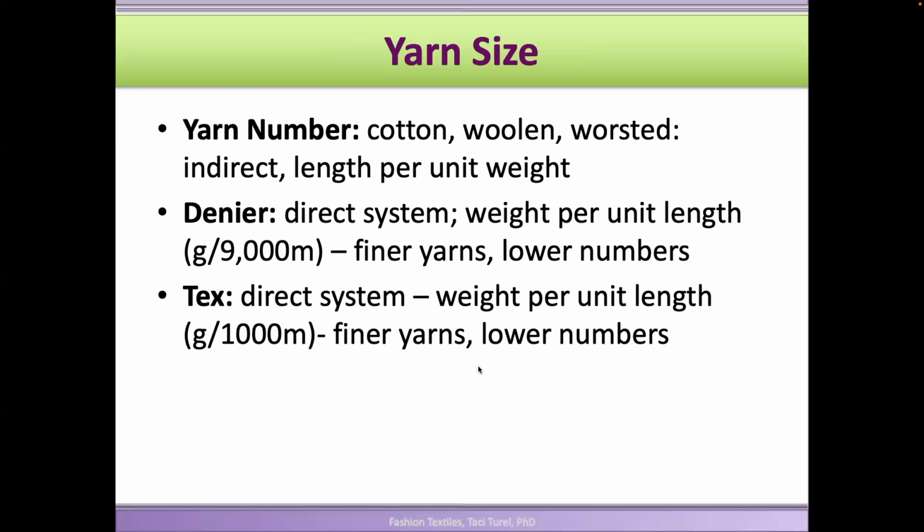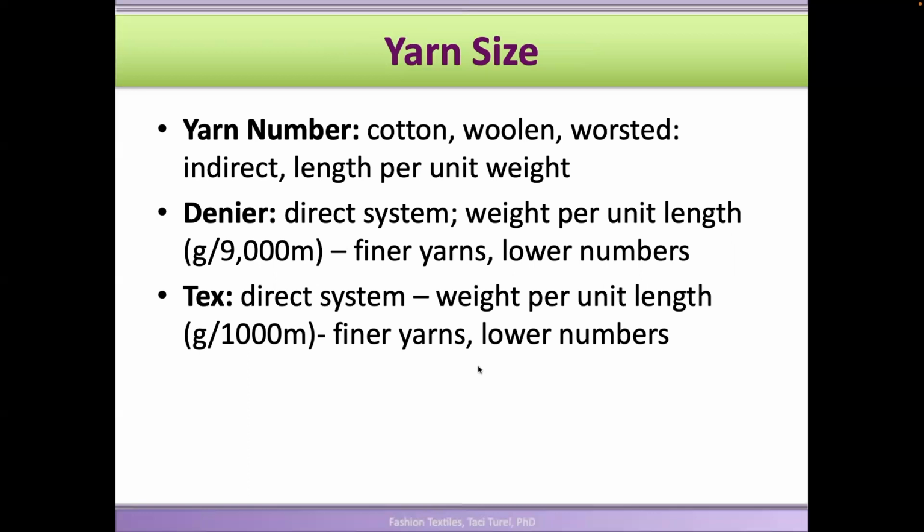So basically in the denier system, you take 9,000 meters of a yarn, put it on the scale, and calculate how many grams that is. If 9,000 meters of yarn is 10 grams, and another 9,000 meters of yarn is only 5 grams, then you can tell that the one that is 5 grams is actually a finer yarn, because they're both the same length. They're both 9,000 meters, but one of them is 10 grams, the other one is 5 grams, which means for the same length of yarn, you're getting a smaller weight. That means it's a finer yarn.